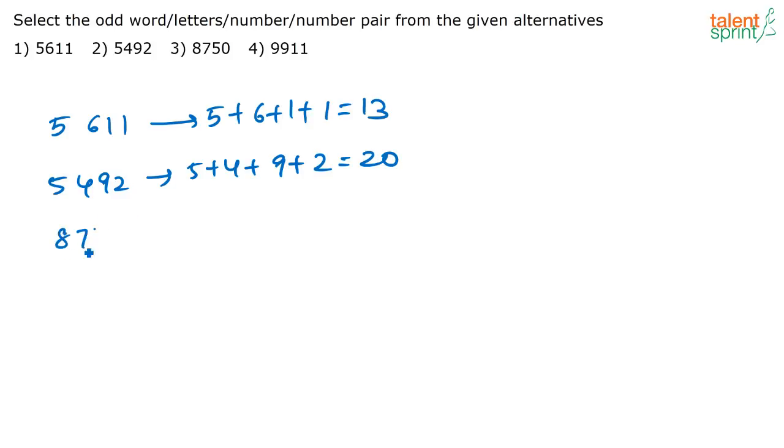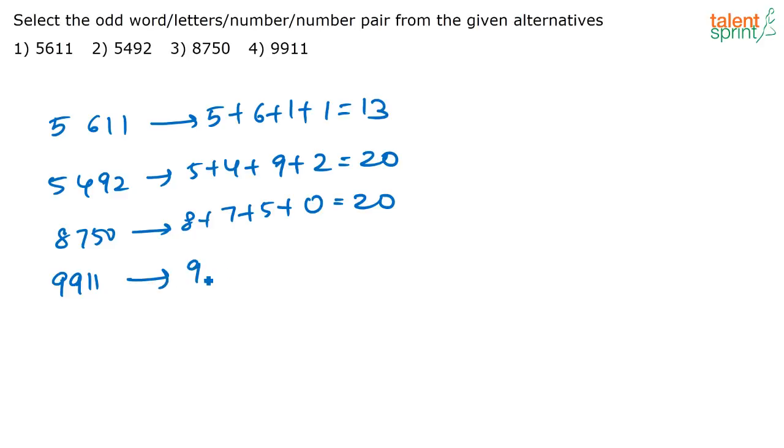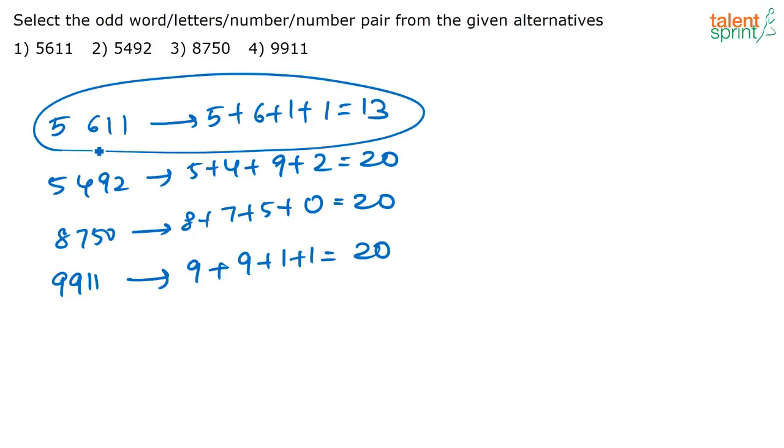Now, 8, 7, 5, 0. When you add these digits, 8 plus 7 plus 5 plus 0, again you get 20. 9, 9, 1, 1. Add these digits, 9 plus 9 plus 1 plus 1. Again 20. So, the odd one out is going to be this number, that is 5611.